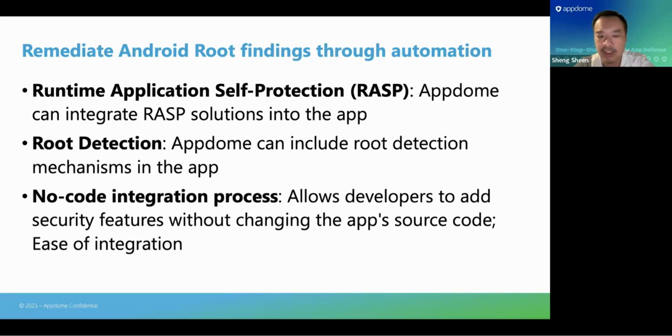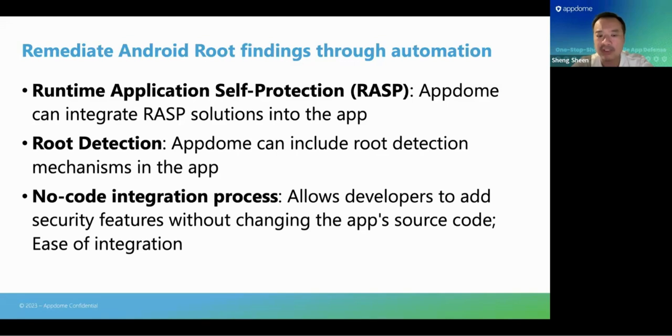automation. Appdome allows for a seamless integration of RASP solutions into your app, enabling it to detect and respond to suspicious activities in real time. This will include a crucial capability of identifying root-related behaviors and taking immediate action to protect both apps and sensitive data by actively monitoring and responding during runtime. So RASP becomes a powerful ally in this ongoing cat and mouse game against the attackers, right? So root detection.